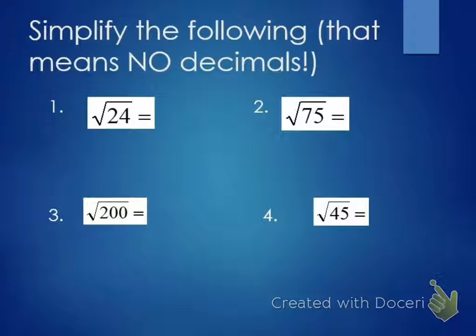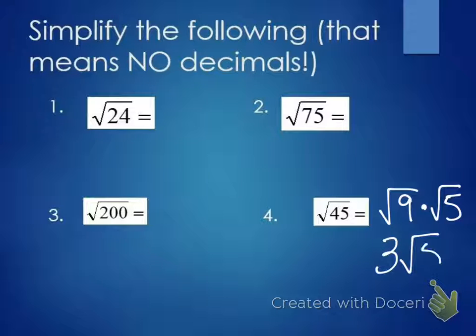On number 4, for 45, somebody suggested we break it into the square root of 9 and the square root of 5. That will work. Which one simplifies? 9. The square root of 9 is 3. The square root of 5 does not simplify, so we leave it.